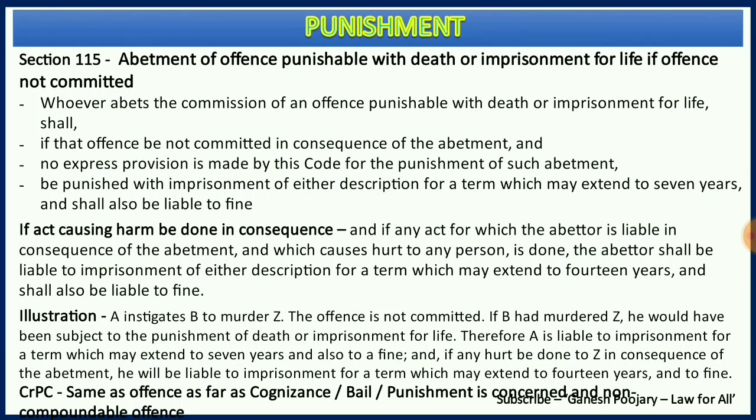Section 115, again a very easy section and very interesting also. It discusses abetment of an offense punishable with death or imprisonment for life, if the offense is not committed. You have to see three parts here. The first part, there is an abetment of an offense, and what is the punishment for that offense if it is committed? It will be punishable with death or imprisonment for life. And what is the third part? That offense has not been committed. In that case, what is the punishment?